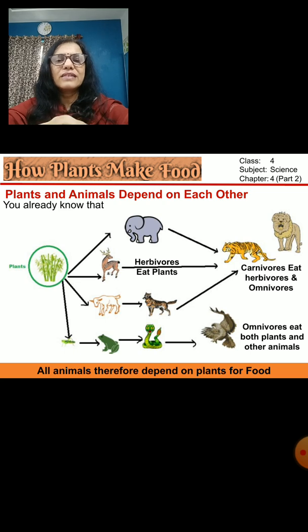So indirectly, carnivores are dependent on the plants. This is how in the environment plants and animals are dependent on each other for their living.